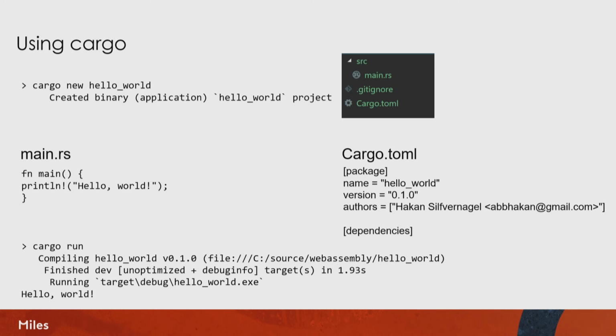In the package definition, there are some minimum requirements: you need to have the name of this package, what version it is, and also the authors of the package. And then we also have a section for dependencies, so we can depend on other packages too. We'll see in a short while how that works out. If we run cargo run, it will compile our Hello World application, then run it, and output Hello World.